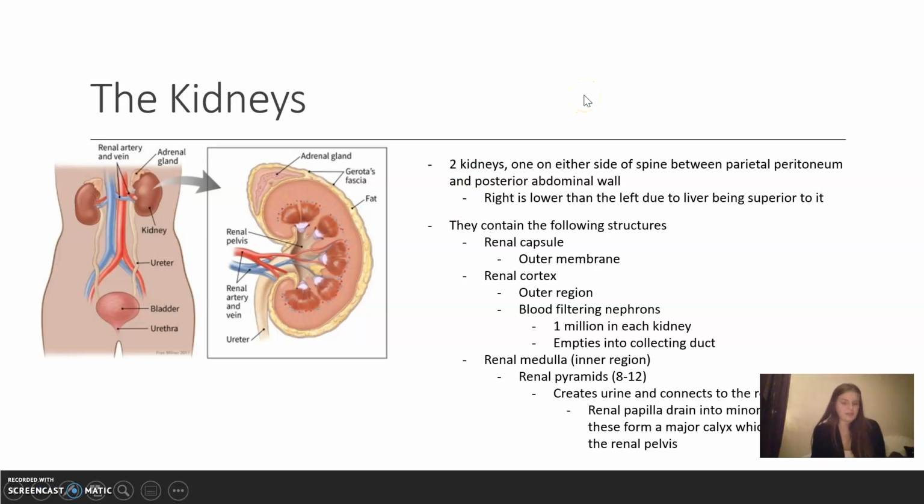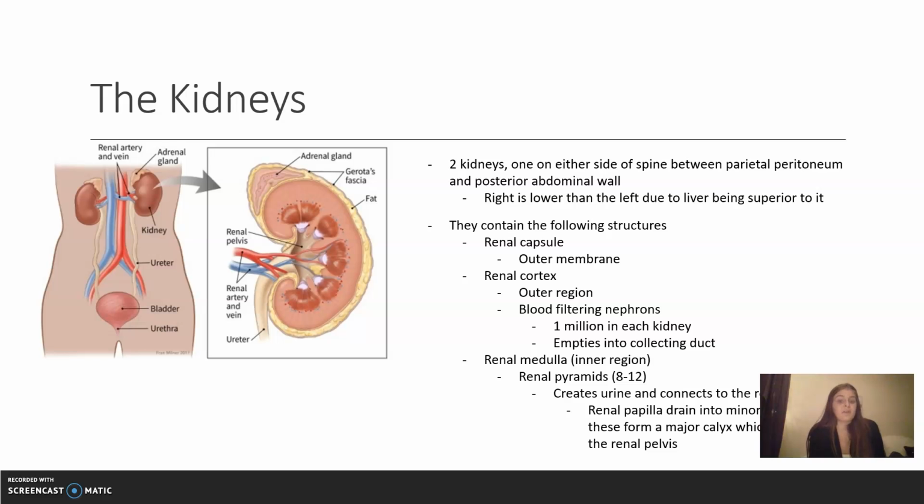So everybody has two kidneys, one on the left and one on the right side of the spine. The right is a little bit lower because the liver is right above it, superior to it, and it's pushing it down. Both kidneys have all the same structures. They're basically symmetrical. I've only listed a few of the structures just for the sake of space and time, but just know that there are many other structures within the kidneys that are responsible for the functioning.